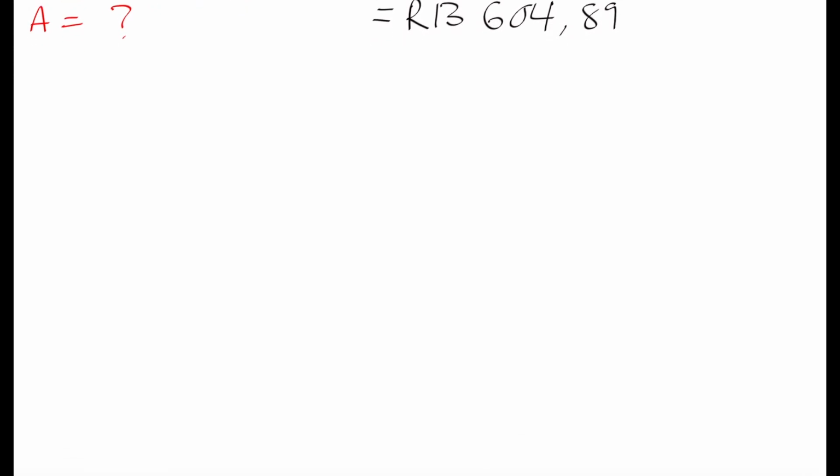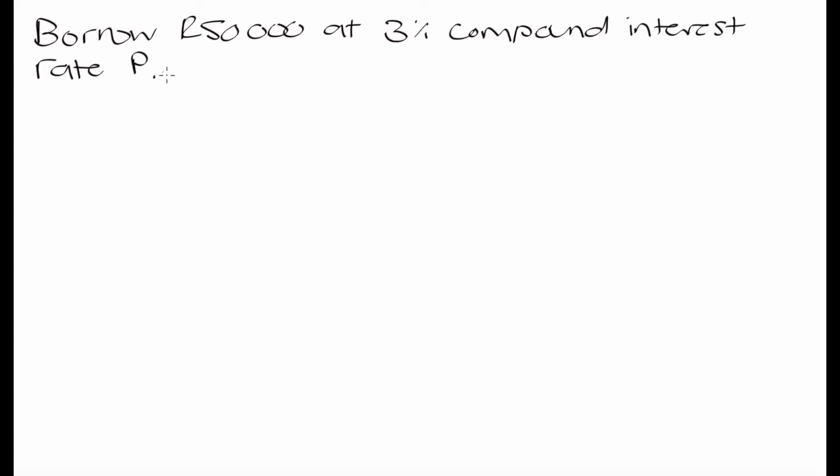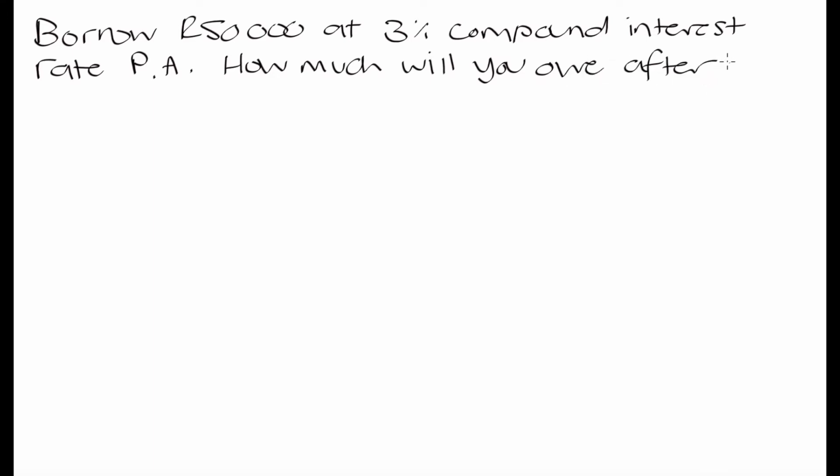Let's go over another example. Let's say you borrowed 50,000 Rand at a 3% compound interest rate per annum. How much will you owe after 6 years? So in this question, we are going to be borrowing money at a compound interest rate of 3% per year. And we're being asked how much we're going to owe after 6 years of borrowing that money.